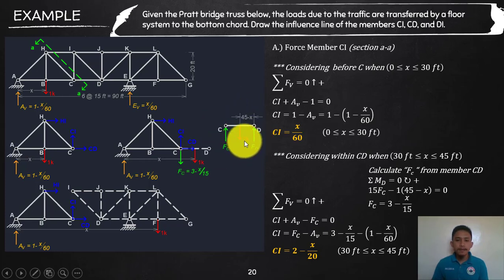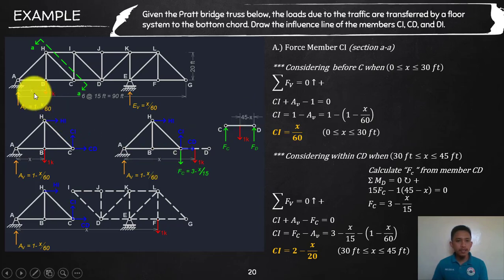Okay. So if I take a moment at D, let's say that is the FC, or the imaginary reaction at joint C. So calculate FC from member CD by taking a moment at D. Let's say clockwise positive, so FC, 15, of course that is the length of one panel. So 15 FC, and then your 1 kip. How did I get that distance?